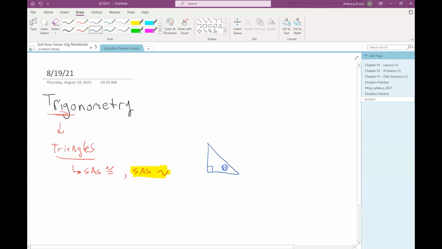So if you remember, we say two figures are similar. Let's say we have a 30, 60, 90 triangle that looks like this, and another 30, 60, 90 triangle that looks like this. We know that these two triangles are similar because of angle-angle similarity. That's one of the similarity theorems.